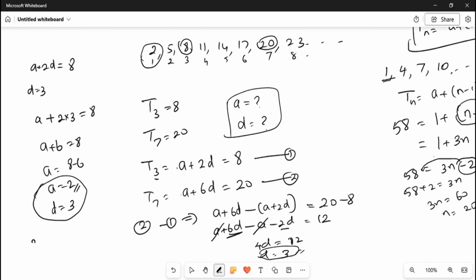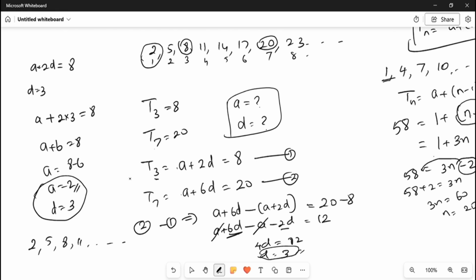2, 2 plus 3 is 5, plus 3 is 8, plus 3 is 11. Okay. So what you studied now is, without giving the number pattern, some terms in between are given. Any two particular terms may be given. This is how you have to find and solve the problem.